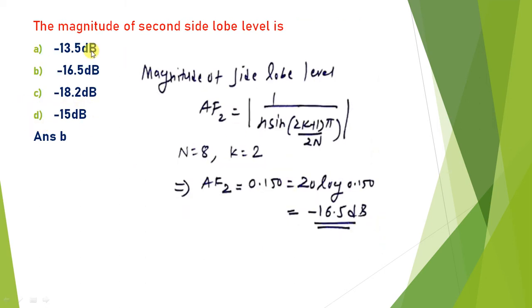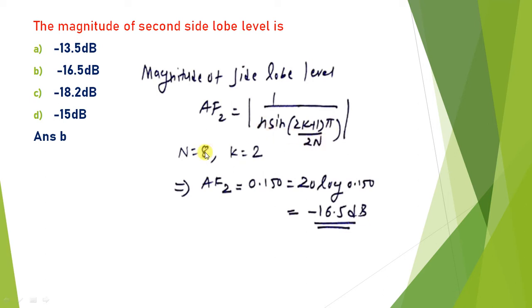Again the data is the same, and we have to find the fifth parameter, the magnitude of the side lobe level. So this is the equation for finding the magnitude of the side lobe level. AF is equal to mod of 1 upon n times sin((2k plus 1) pi divided by 2n), where n is the number of elements.